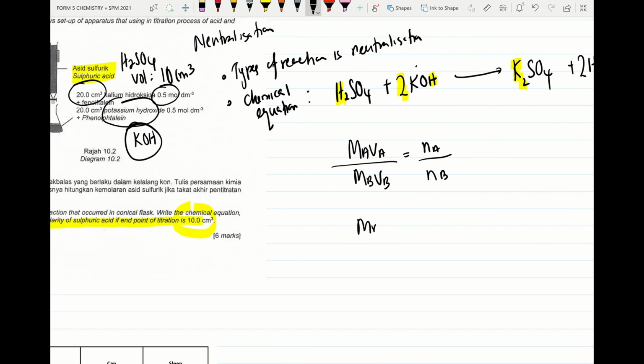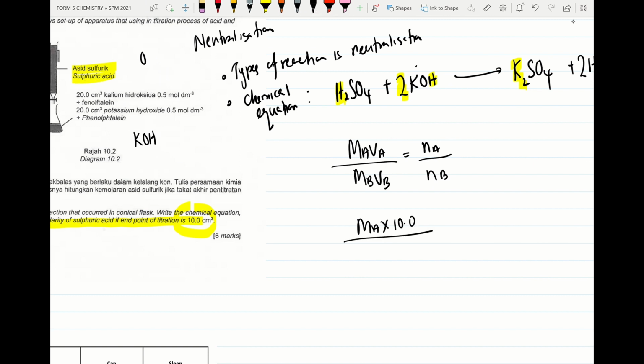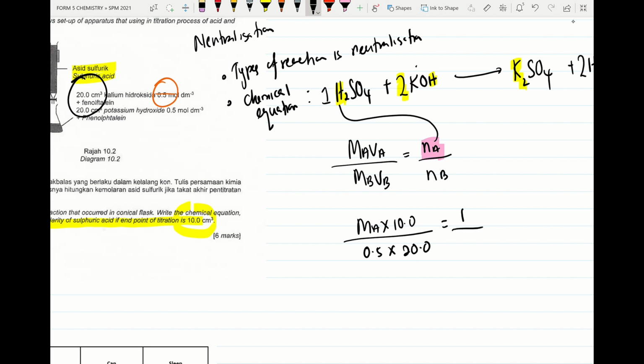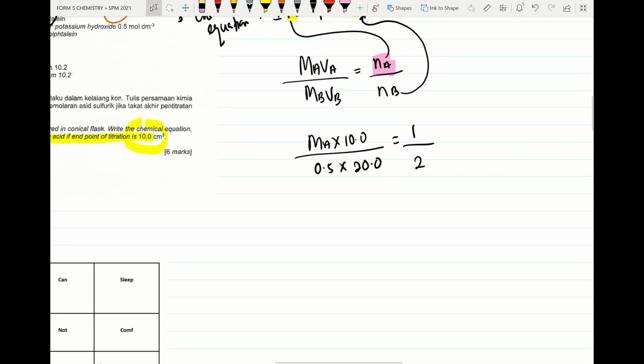So please check MA, the volume 10.0, and the molarity of base. Please check the molarity of base given here, 0.5. So therefore I put here 0.5, and the volume is given as 20.0. For the number of moles, please check the number of moles of acid from the equation. So in front here is 1, so I put 1, and the number of moles of base in front here is 2, so I put 2 here. Alright, so now we try to find the molarity of acid.